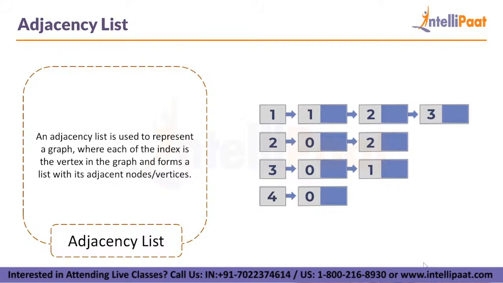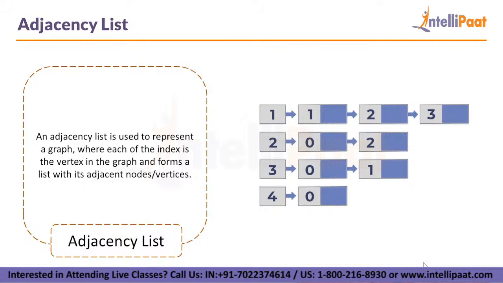Now if you take a look at this example, in the image we have 1, 2, 3 and 4, which are basically the vertices or the nodes inside our graph, and each of these vertices or nodes forms a linked list with the adjacent nodes. So for the first node, we have 1, 2 and 3 because those are the adjacent nodes to that particular vertex. And after that we have 2, which is only sharing the adjacency with 0 and 2. Then we have 3, which is sharing the adjacency with 0 and 1, and for the fourth it is only 0. So this is all about the adjacency list.